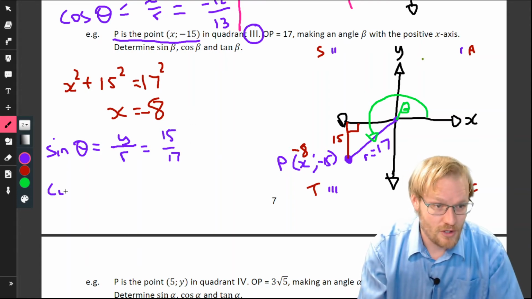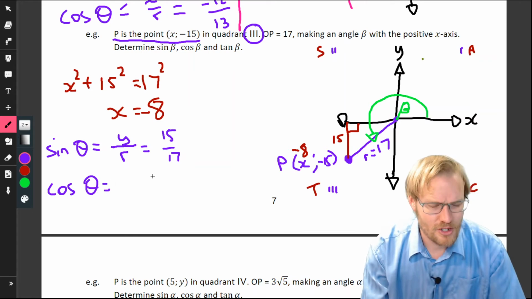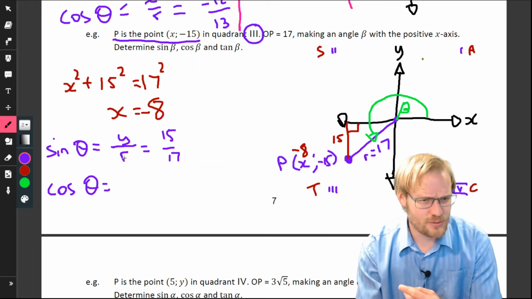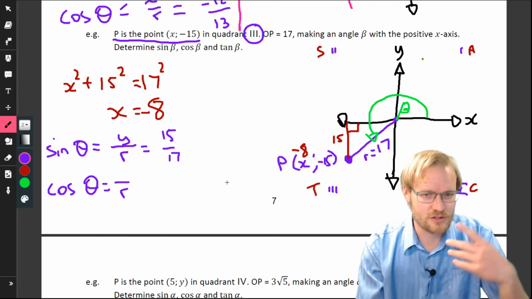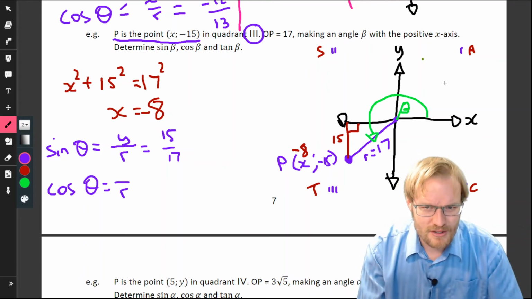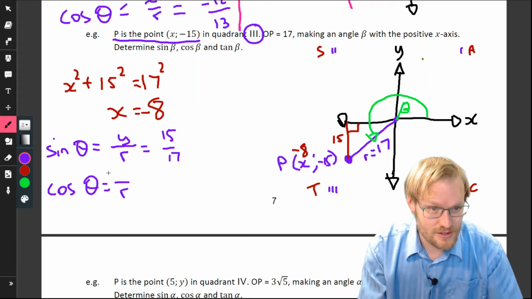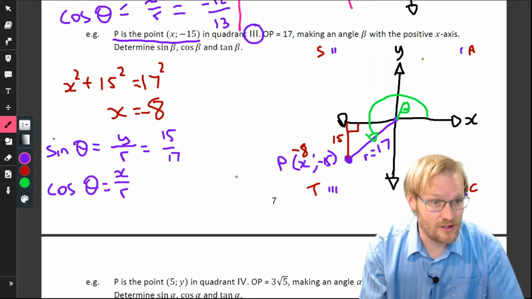Cool. Cos theta. Well, that was y over r, so already we know it must be x over r, because it's also over r, it's also over hypotenuse. Let's look at this. If we imagined it, here's our triangle. It will be the same as that angle. It will be adjacent over hypotenuse. So this one must be x over r.